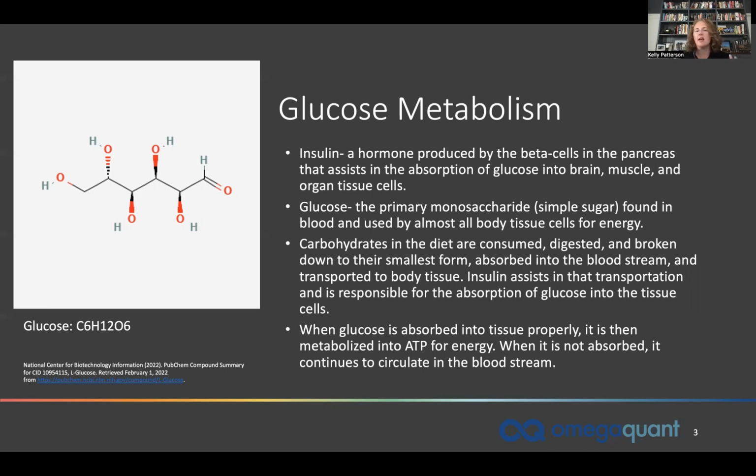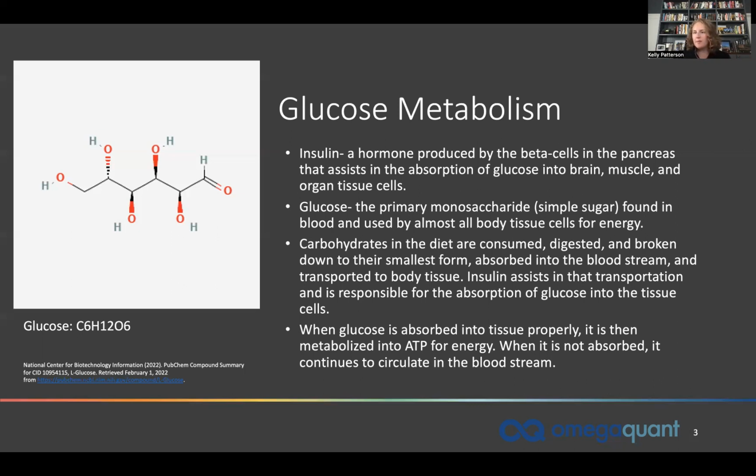Glucose, as I mentioned, is just the primary simple sugar found in our blood, and it's used by almost every cell and tissue in our bodies. So glucose is broken down from food, or is the broken down byproduct of carbohydrates. When we eat more complex carbohydrates or even simple carbohydrates, they are broken down, and glucose is that final small simple sugar that we use for energy.